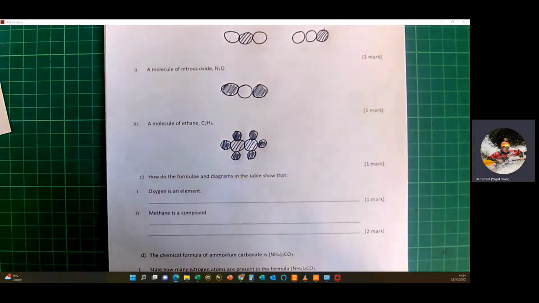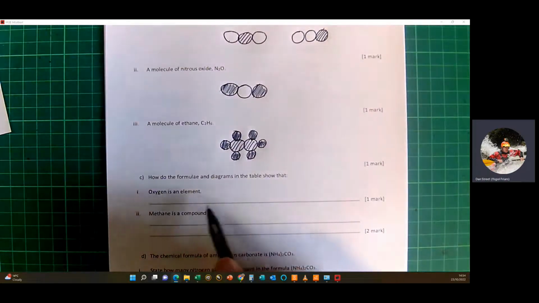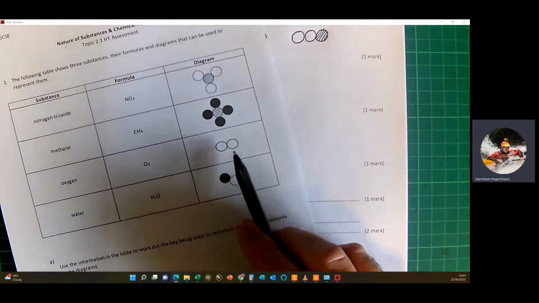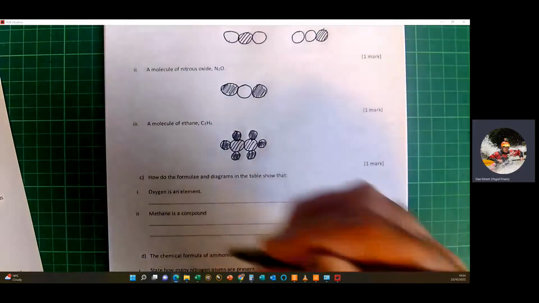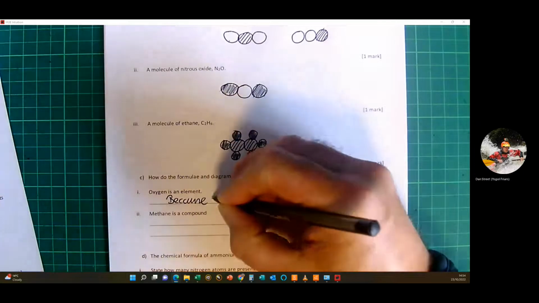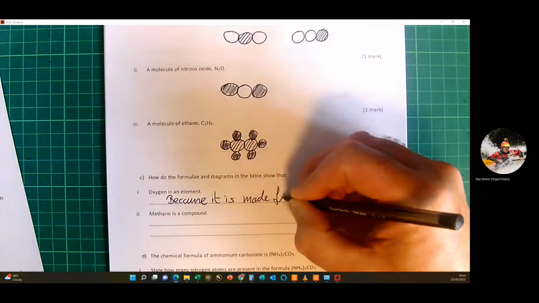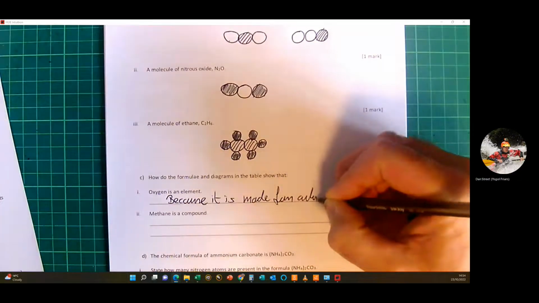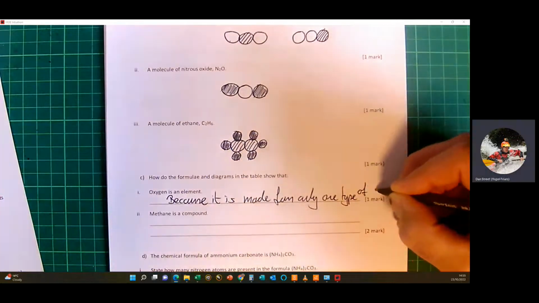For the next question, how do the formula and diagrams in the table show that oxygen is an element? So if we briefly bring this back in, we can see that oxygen is an element because it contains 2 of 1 type of atom, or 1 element. So oxygen is an element because it is made from only 1 type of atom.